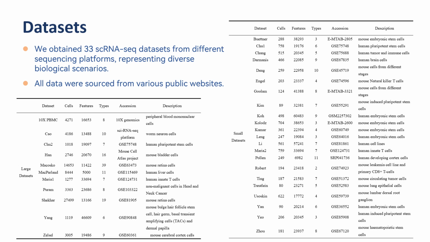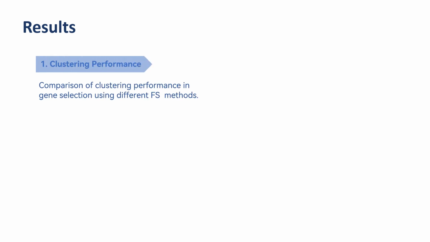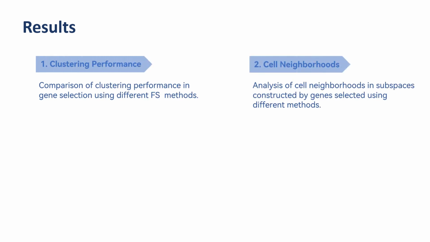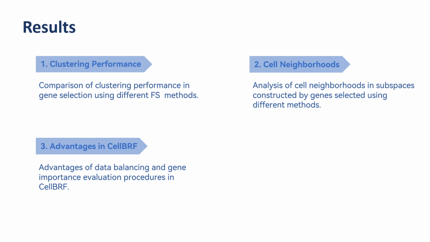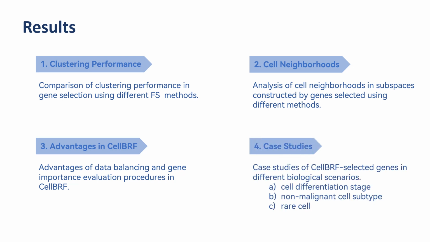We obtained 33 single-cell RNA-seq datasets from different sequencing platforms, representing diverse biological scenarios. All data were sourced from various public websites. The results section includes 4 aspects: clustering performance, cell neighborhoods, advantages in CellBRF, and case studies.